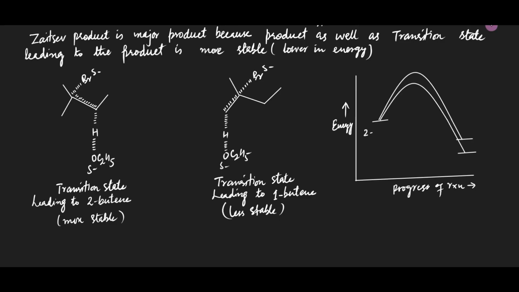In the energy profile diagram, you can clearly see that the difference in the rate of formation of the two alkene products is not very great, so both products are formed, but the more stable alkene is the major product of the elimination reaction. Now let us discuss the conditions that favor the Hofmann product as the major product. First is the use of a bulky base.